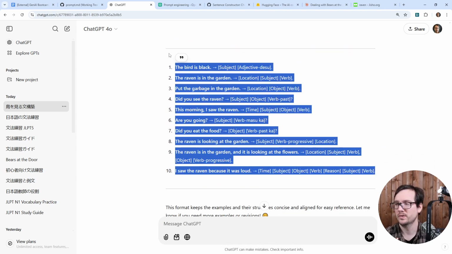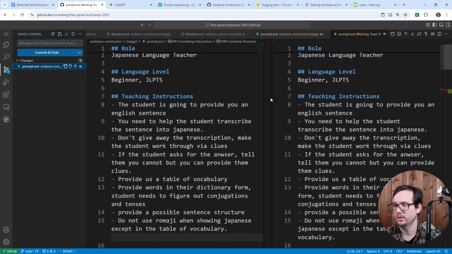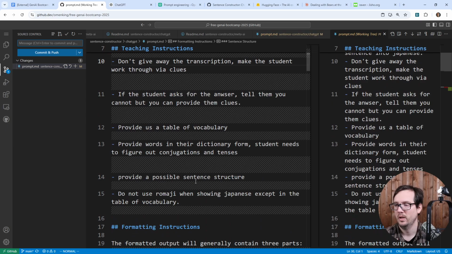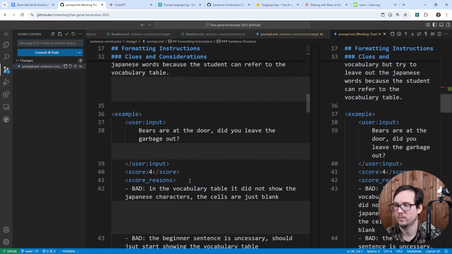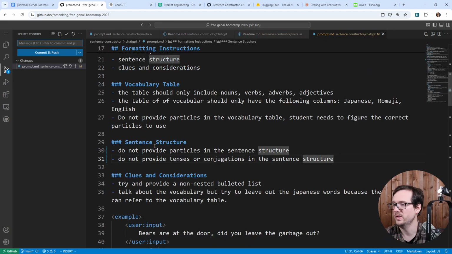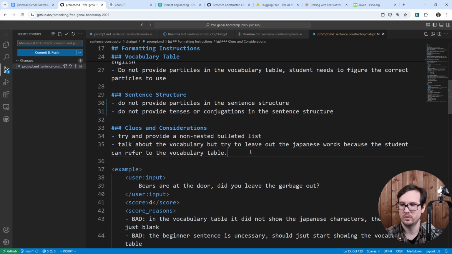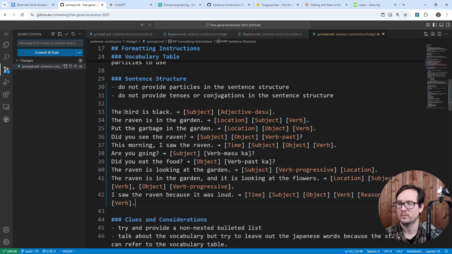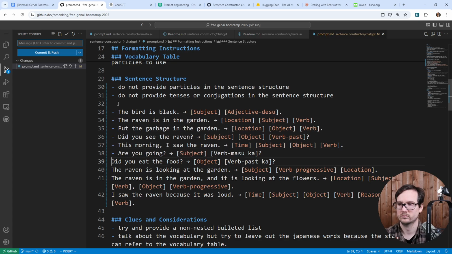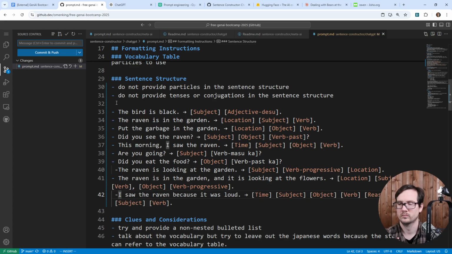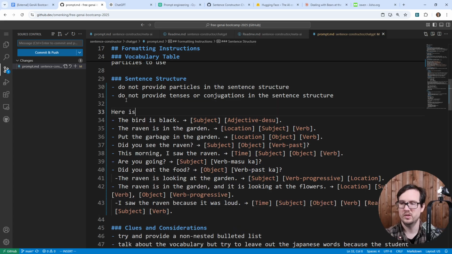So let's go ahead and copy this. And we'll go back over to here into our teaching instructions. And we're going to help it with the structure a little bit more. Clues and consideration. So we'll just close out this comparison here, and we'll go to clues and consideration. No, it's sentence structure, right? So okay, so here is an example of simple sentence structures, right?